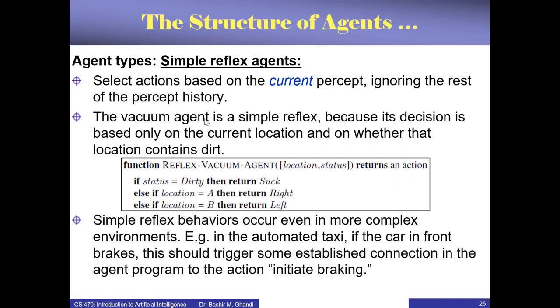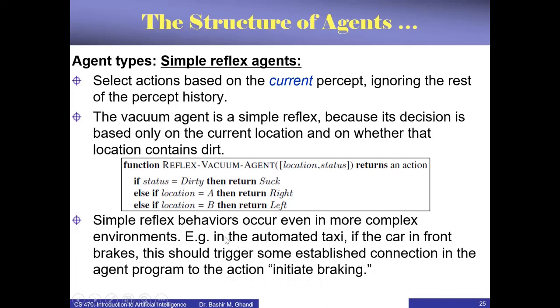Now, simple reflex behavior doesn't only occur in simple agents like the one we just described. It can occur even in more complex environments. For example, in the automated taxi driver agent, if the car in front brakes, this should trigger some established connection in the agent program to initiate the action, initiate braking.